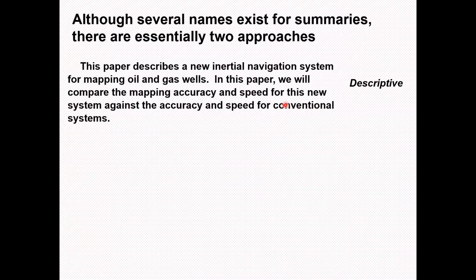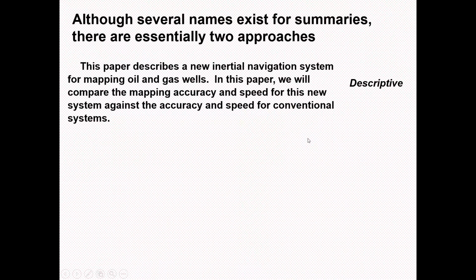So we have a particular work and we just want to describe that work in a journal. So we have this description: this paper describes a new inertial navigation system for mapping oil and gas wells. In this paper we will compare the mapping accuracy and speed for this new system against the accuracy and speed for the conventional system. So this is a kind of descriptive abstract or descriptive summary.